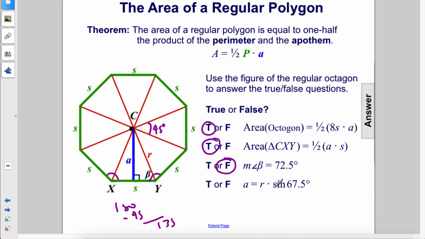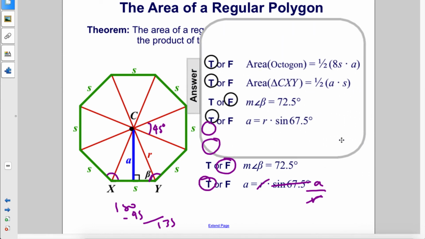Alright, so what is the sine of this angle here? Sine is opposite over hypotenuse, so a over r. So if we replace that with a over r, these r's would cancel and we would be left with a equals a, which is true. So those are our answers.